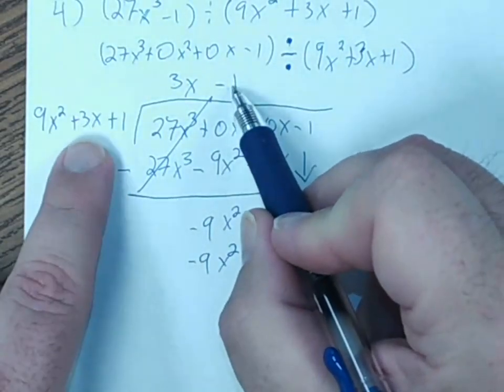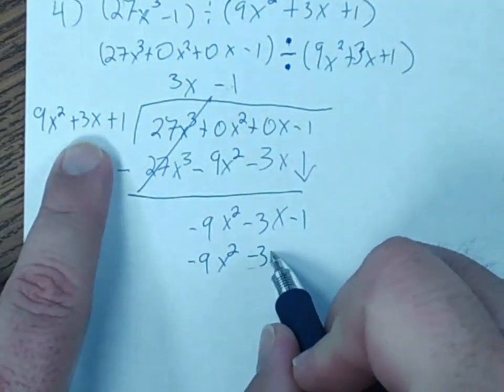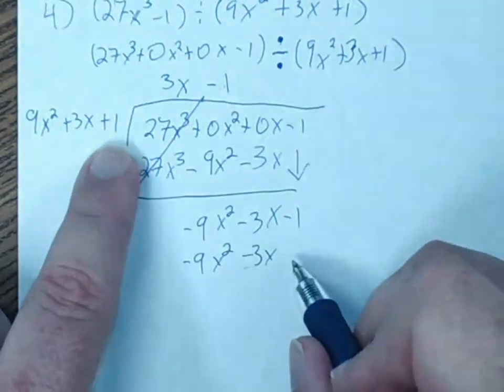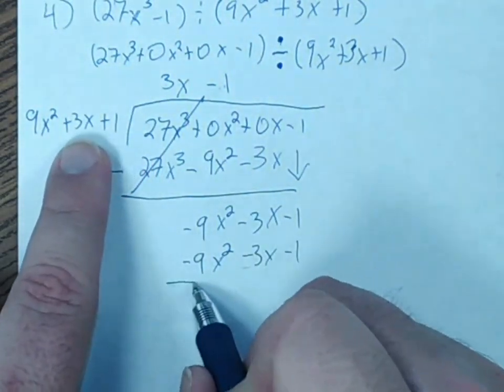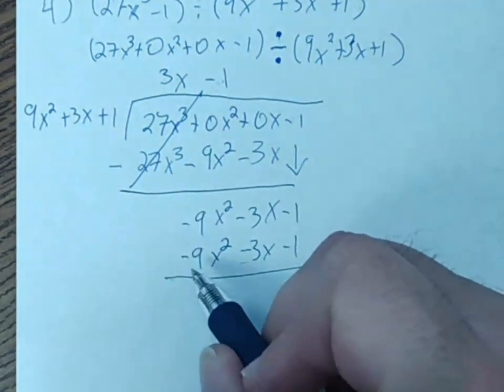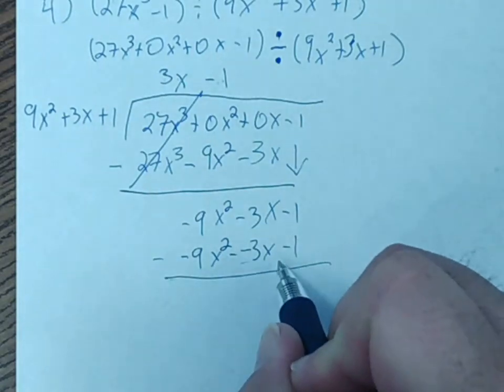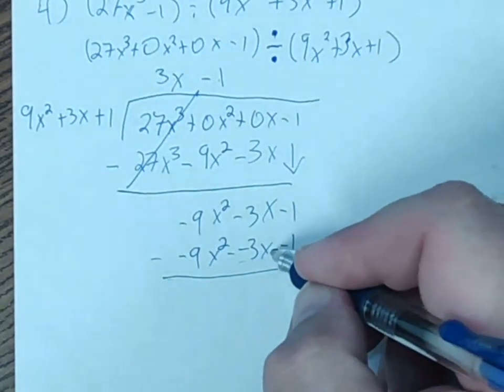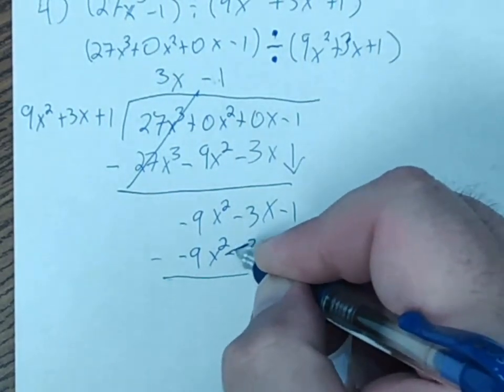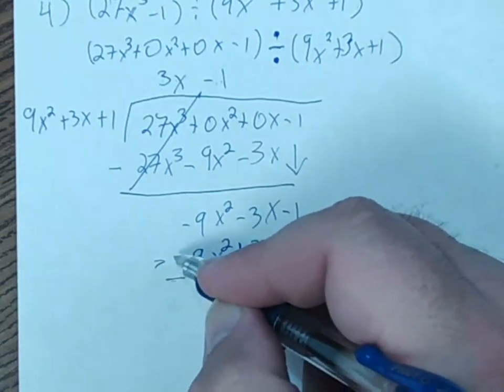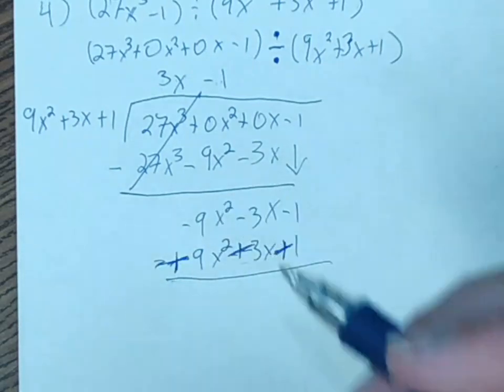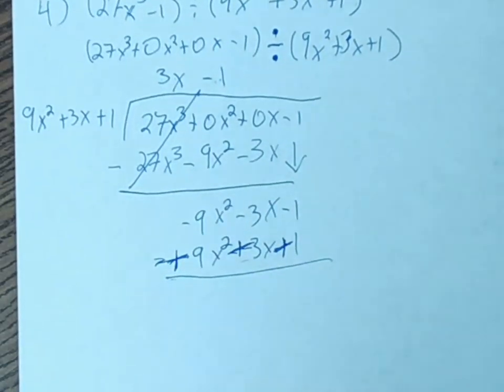Then we have negative 1 times 3x. It's going to be negative 3x. And negative 1 times 1 is negative 1. And we will subtract, subtract, subtract. All three of them become pluses. And then let's combine down.